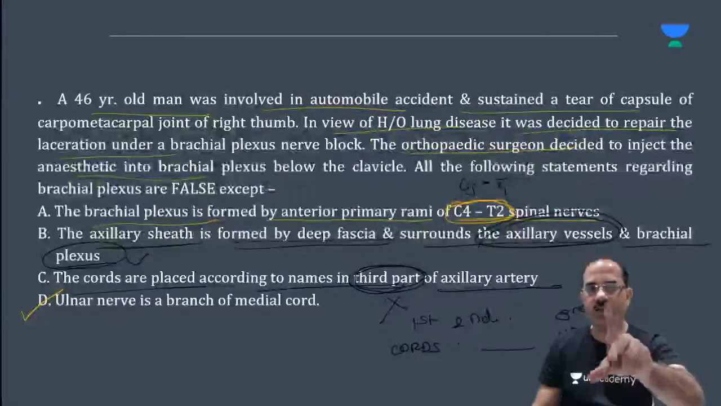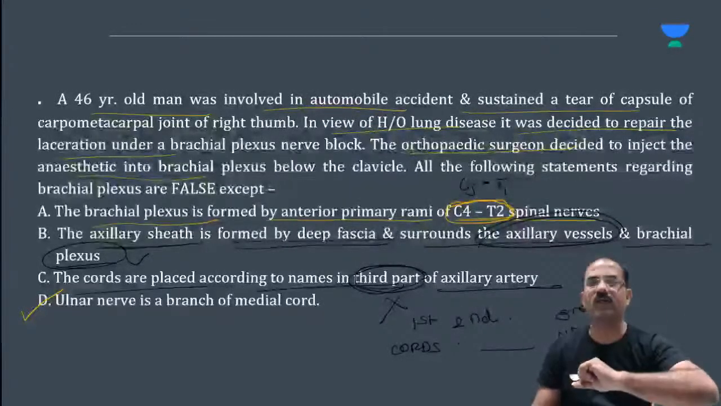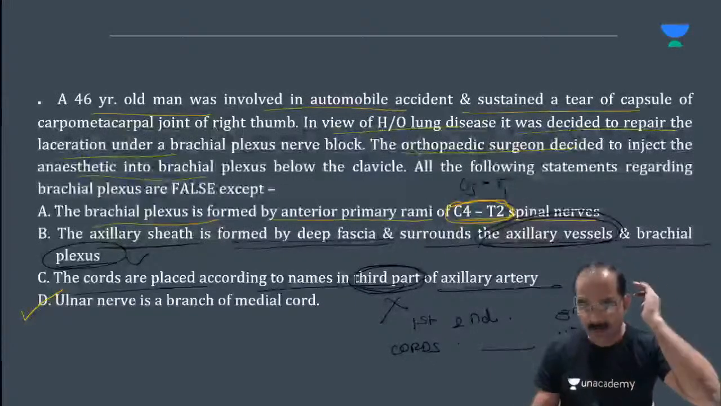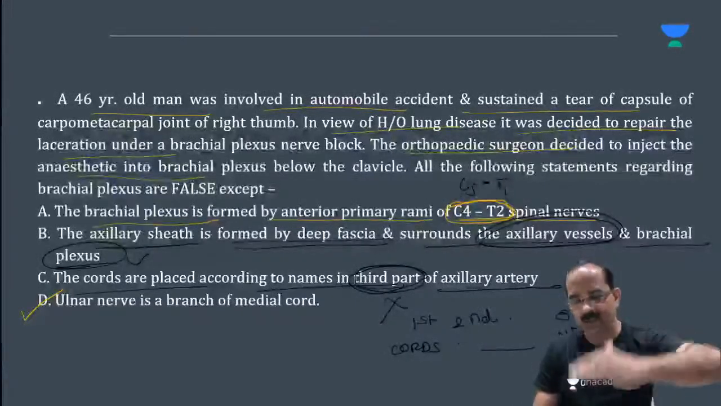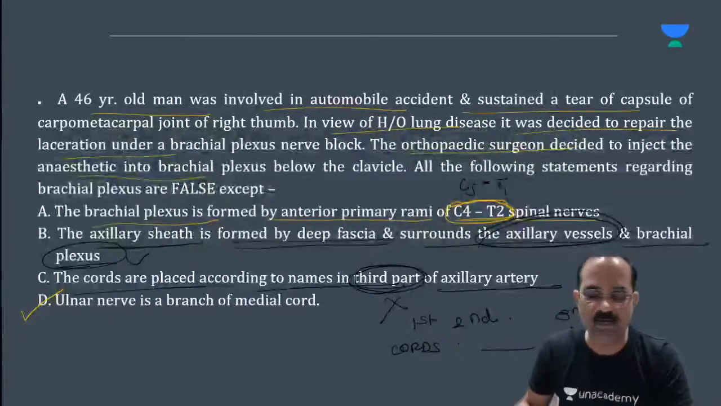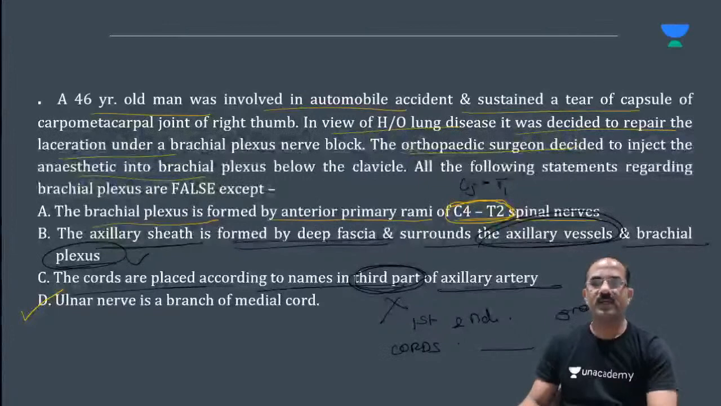In the first and second part you get the cords, but in the first part the cords are not placed according to the names. They're just randomly placed. So where are we sure that this is lateral, this is medial and this is posterior cord? Second part of axillary artery. I hope this is clear to all of you.